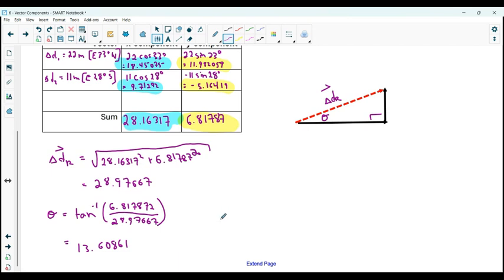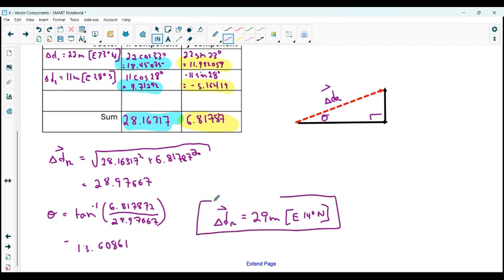So now let's write our final answer. Our displacement vector, the resultant, is going to be the following. We're going to round off to 2 significant digits here because that's what's in my problem. So the displacement rounds off to 29 meters, and my direction is going to be east, 14 degrees towards the north. I'll put a box around it to show that's my final answer. And lo and behold, this is the same answer we got last time when we used the sine law and the cosine law.